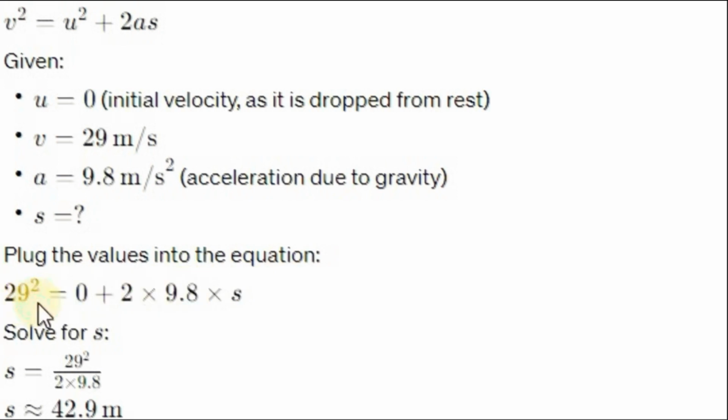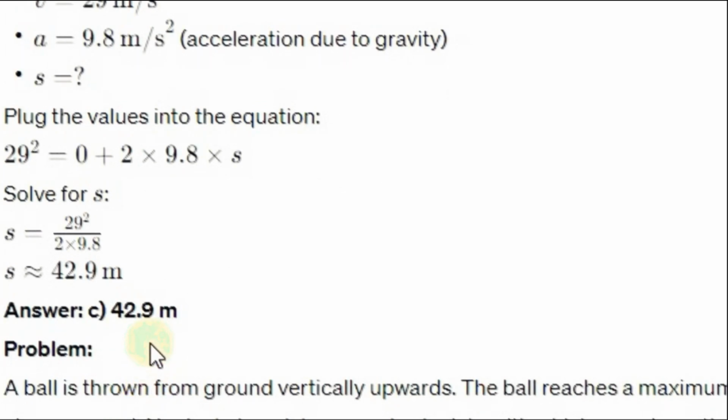Plug the values in the solution. 29 squared equals 0 plus 2 multiplied by 9.8 multiplied by S. Solve for S. S equals 29 squared over 2 multiplied by 9.8. S equals nearly 42.9 meters. Answer is 20.